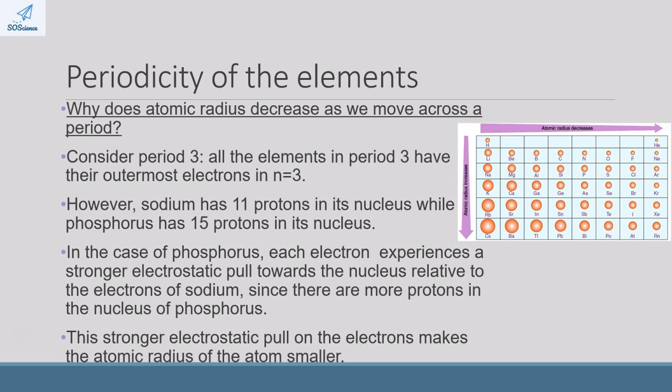The stronger electrostatic pull on the electrons makes the atomic radius smaller. So if each electron in a phosphorus atom is more drawn to the center of the phosphorus atom because it has a stronger electrostatic pull because there are more protons in a phosphorus atom, then that results in a smaller atom.